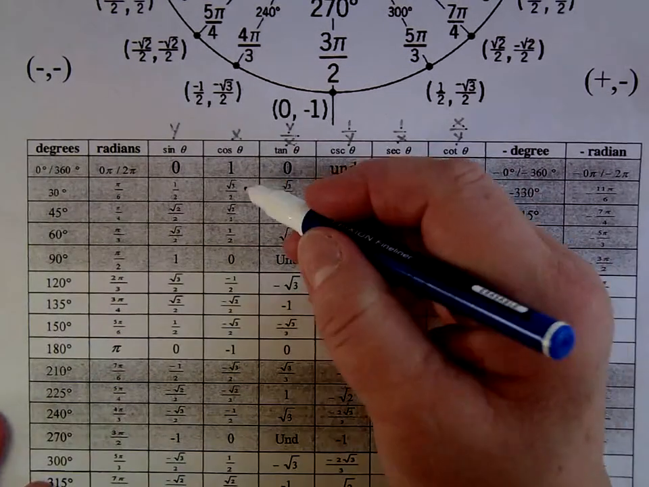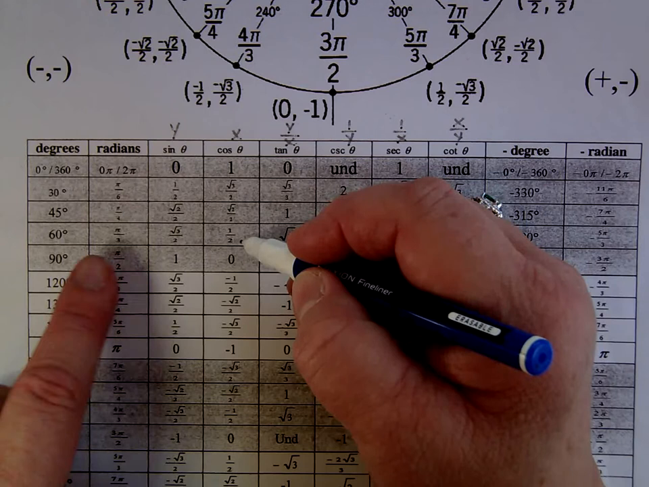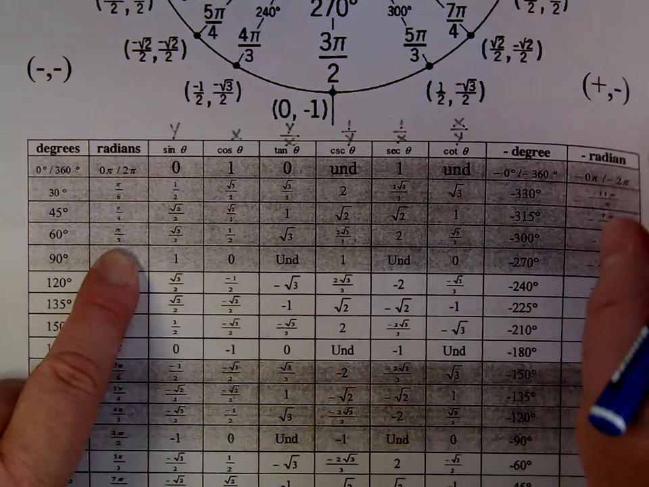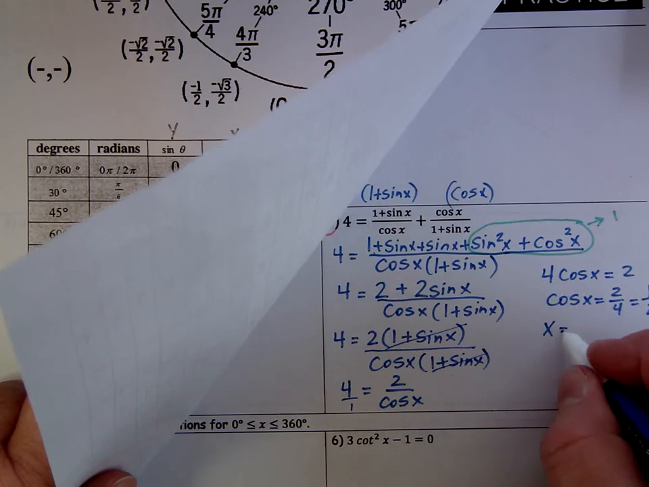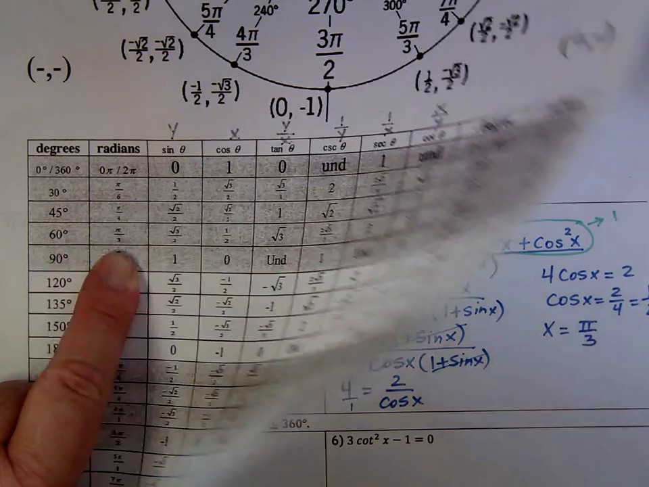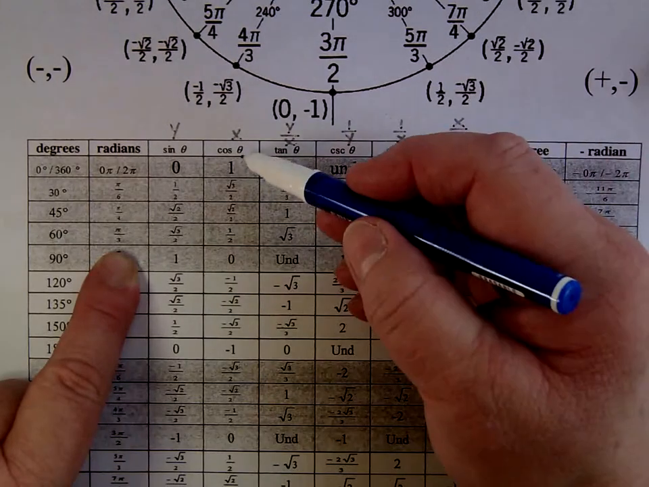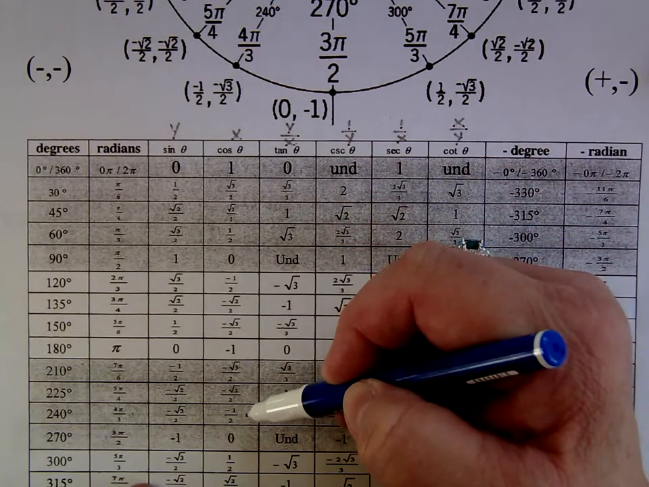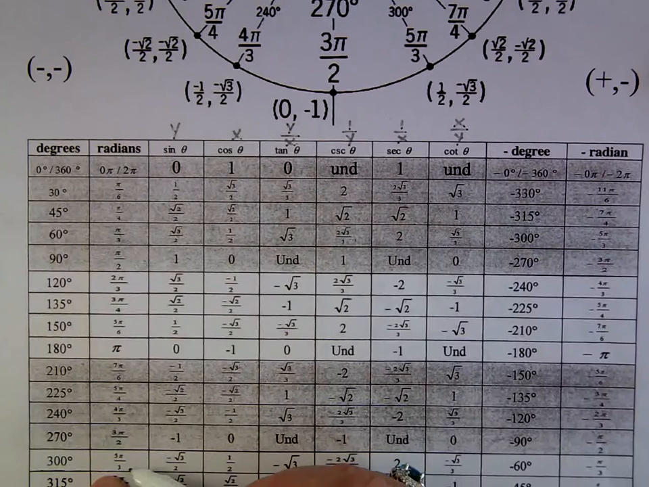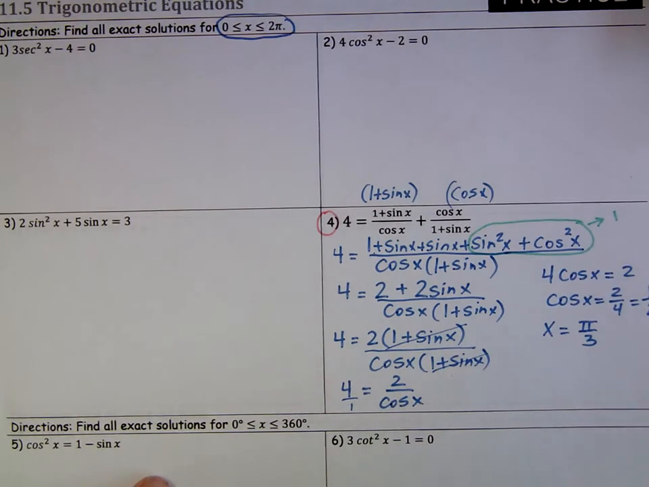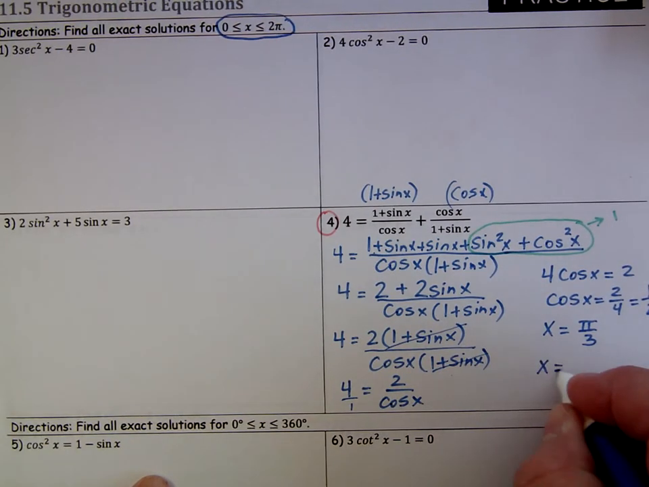So cosine is 1/2. Now remember from the directions they want it in pi language this time. So pi over 3 is one of my answers. X equals pi over 3. And is there anywhere else that the cosine is equal to 1/2? Let's see. Down here. And again, I'm choosing the pi language, not the degree language, because that's what the directions said. So 5 pi over 3 is my second answer for this guy.